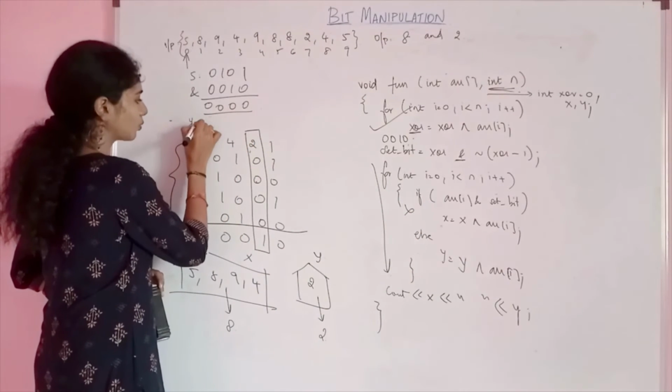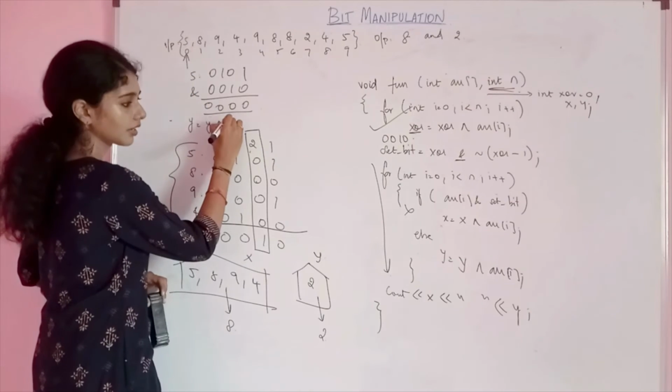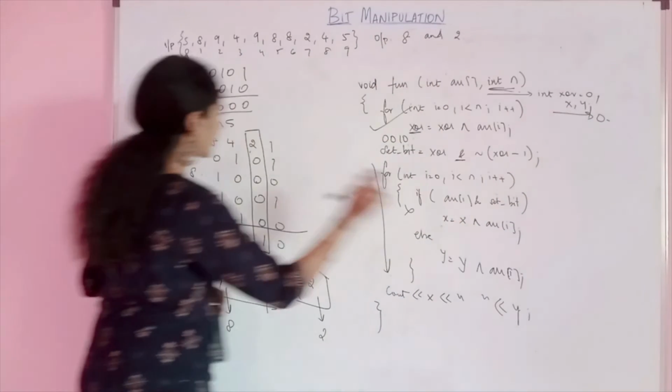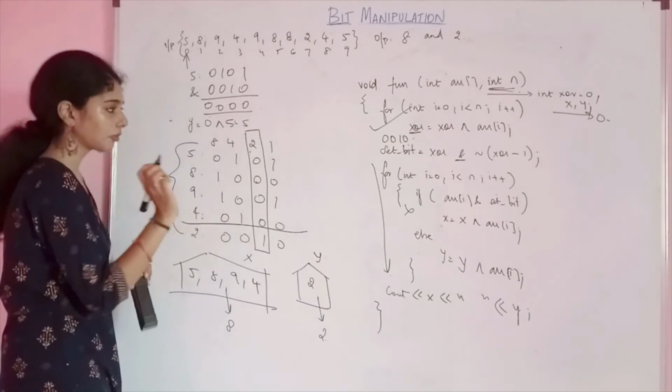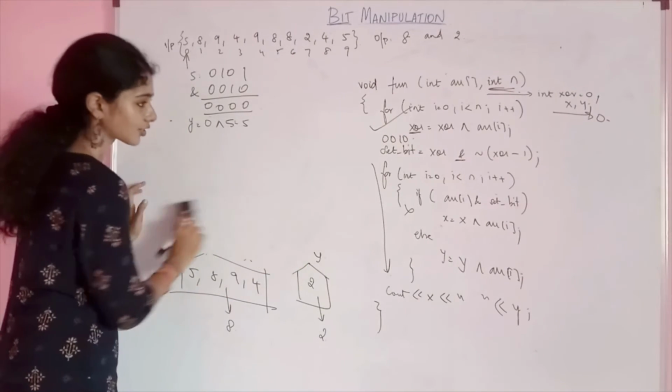So what I do is that y is equal to y XOR array of 5. So x and y are initially given a value of 0, okay? So 0 XOR 5. So y is going to hold the value of 5. Alright? So next, I proceed with the iteration.